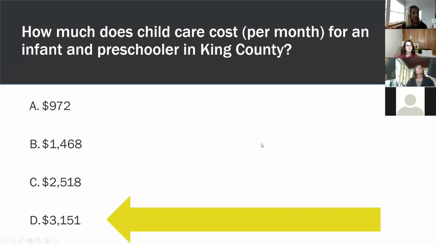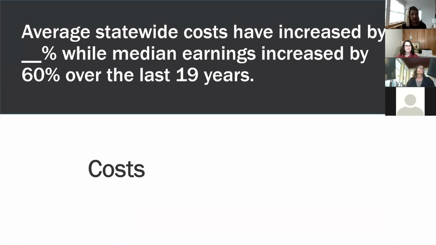Yeah. So the third question that I have is open-ended, and this is just to get people thinking about costs versus earnings around Washington State. So the question is, average statewide costs have increased by what percentage, while median earnings increased by 60% over the last 19 years? So just write in what you're thinking. You can think about this. Do you think that costs are increasing at a faster rate than earnings? Do you think that costs are increasing at a lower rate than earnings? Think about what you were paying for housing 20 years ago. And just think about it from that perspective.